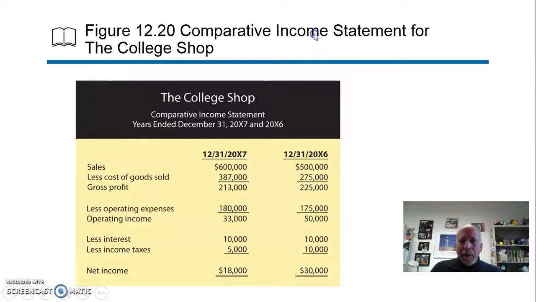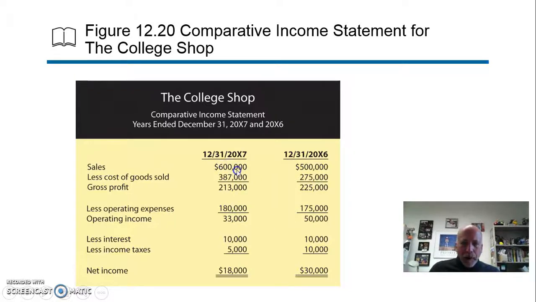Here's what's called a comparative income statement. And so we look at it for this year versus last year. Sales went up, $600,000 this year, $500,000 last year. Cost of goods went up. That makes sense. Why? Because we're selling more product. Operating expenses went up a little, and so our operating income actually decreased.